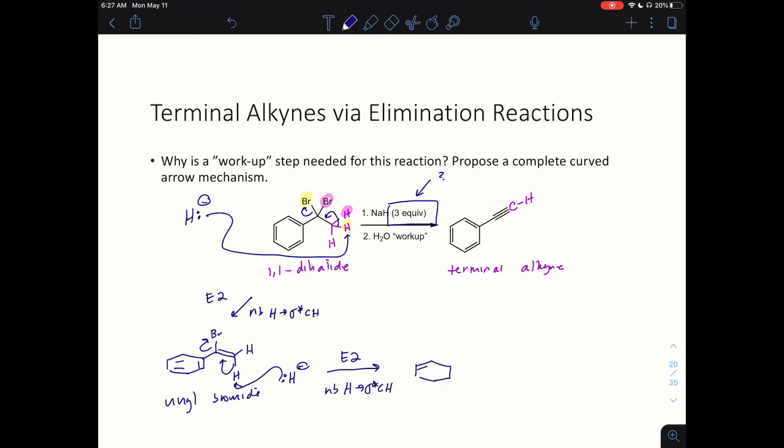That will generate, well, it looks like it's the product, right? But we've used 1, 2 equivalents of hydride, and we know we're going to use one more because that's what it says. So what's up here? Well, this is a terminal alkyne.